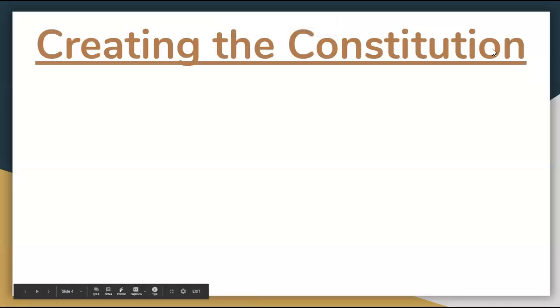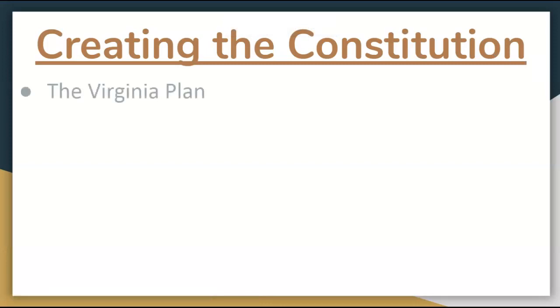So for some notes, we are talking about the final steps in creating the Constitution and the two main perspectives that emerge afterwards. So one compromise will be between the Virginia Plan and the New Jersey Plan. The Virginia Plan was created by the father of the Constitution, James Madison.